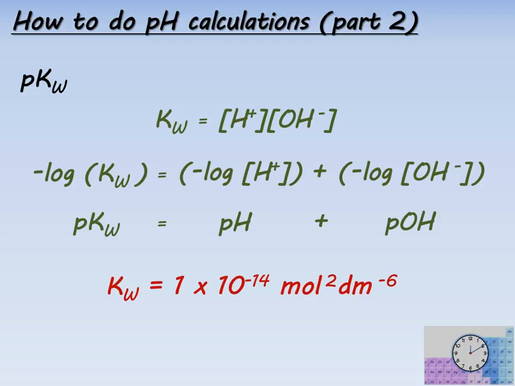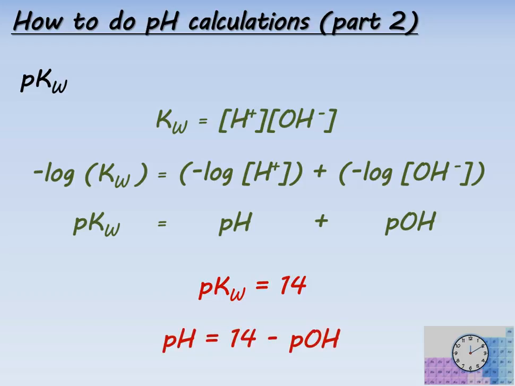So if Kw is 1 times 10 to the minus 14, pKw will equal 14. Therefore, pH equals 14 minus the pOH. Of course, this is only true at 298 Kelvin, where we'd have to have a different number for the 14 if we were using a different temperature.